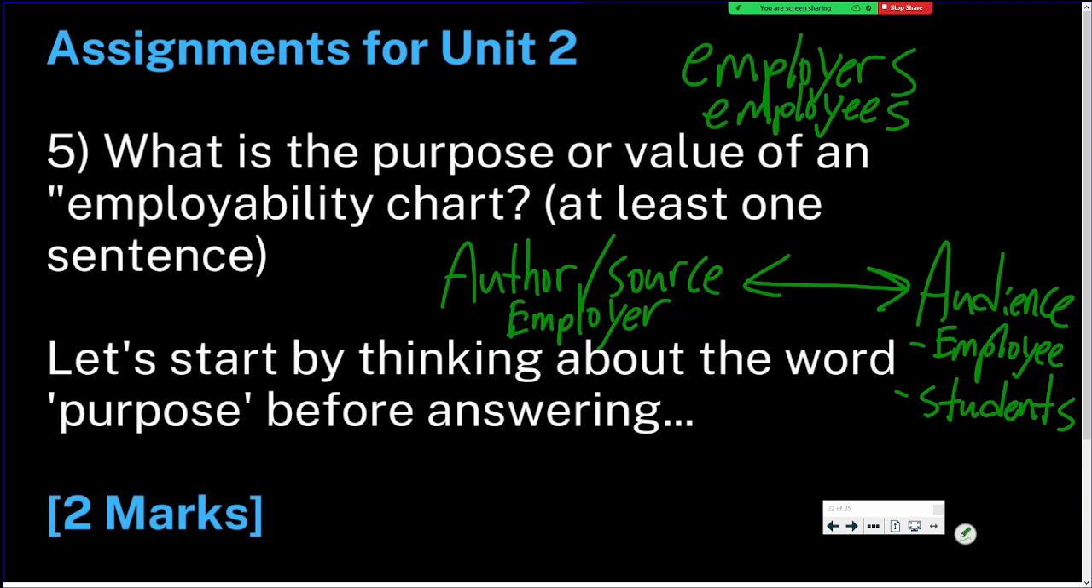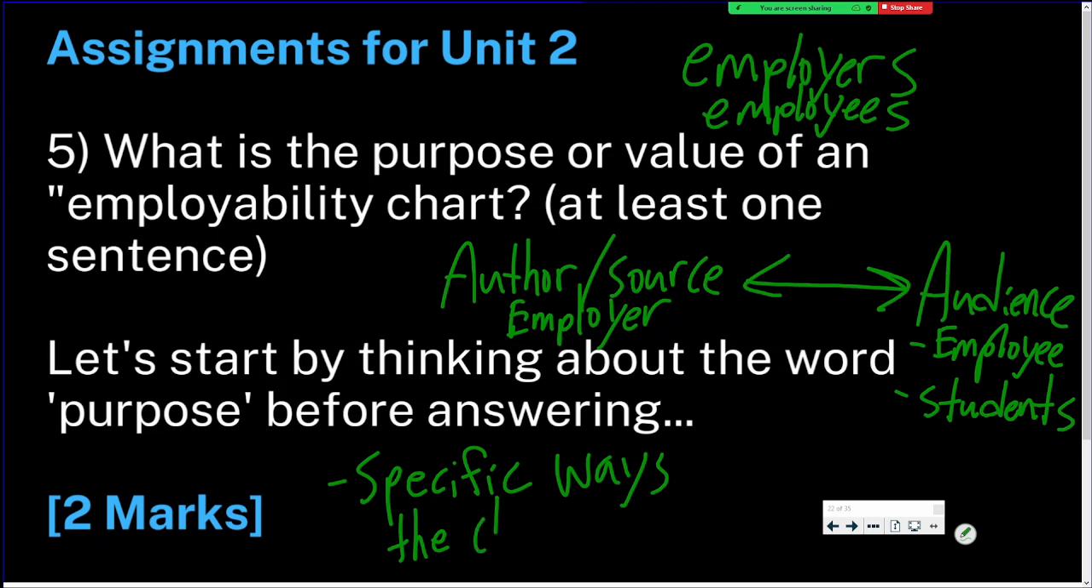So the purpose and value of anything is really defined by how useful it is, right? So why would a document like this be used? Why would somebody write a chart like this? How would somebody use it? So when we talk about purpose and value, just think about specific ways that this document could be used. So I'll put that as a point on the board: think about specific ways the chart would be used.